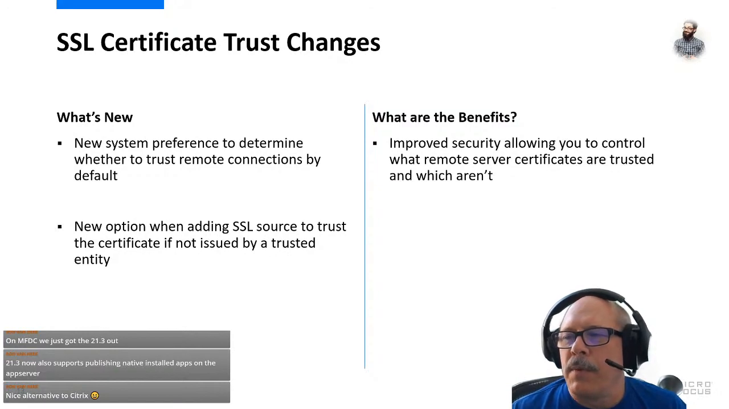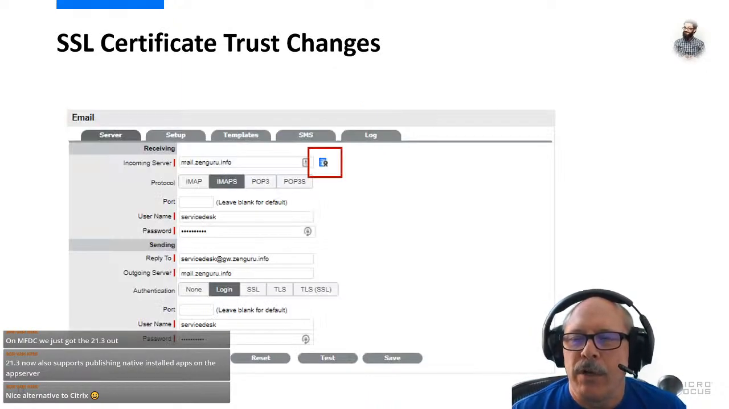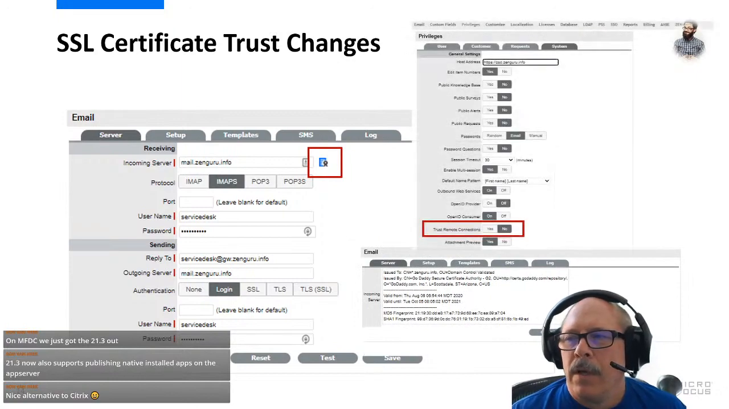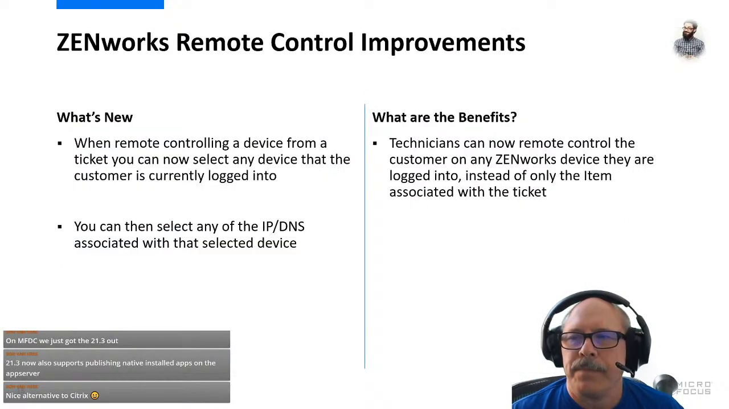So some of the benefits are improved security, allowing you to control what remote server certificates are trusted and which aren't. Okay. So if we look at this, you can see there's a new character here under the email. This is under setup for email. There's a certificate there and you can view the certificate here. And then of course, when you're in system under privileges, you can look at the trust remote connections and make that selection there as well. All right. So there's an added component there under the system privileges.